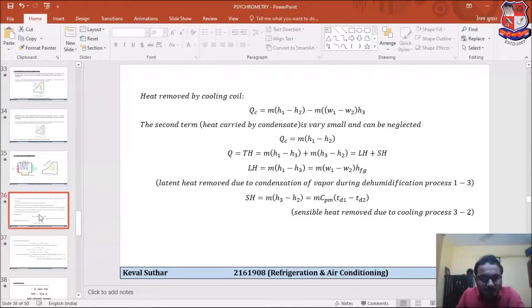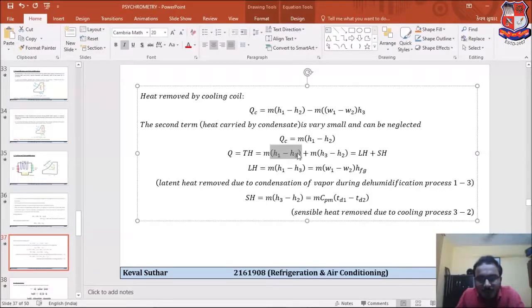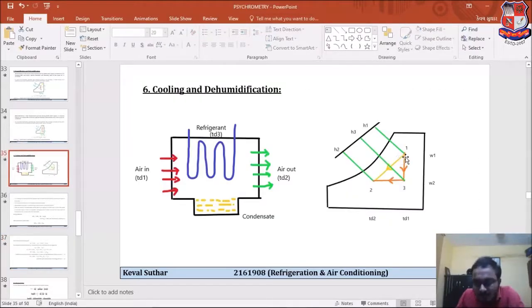Okay, so now as you can see that we have gone from 1 to 3 and 3 to 2. So if you focus on this figure, then 1 to 3 is purely a latent part in which temperature is not getting changed, and 3 to 2 is purely a sensible process, that is sensible cooling, in which the specific enthalpy is remaining constant. So we have divided this cooling and dehumidification process into pure dehumidification and a pure sensible cooling.